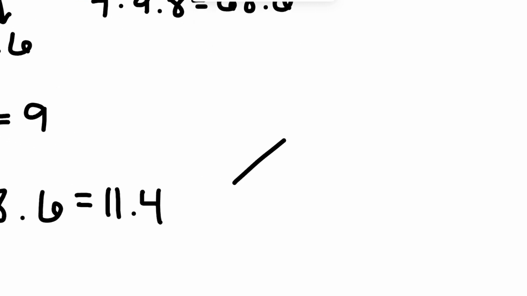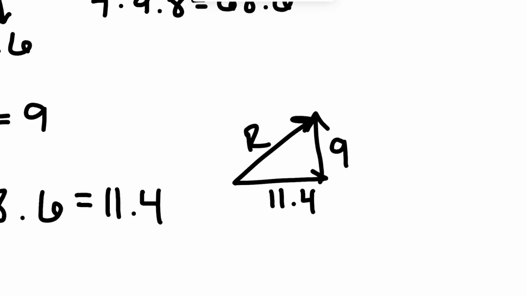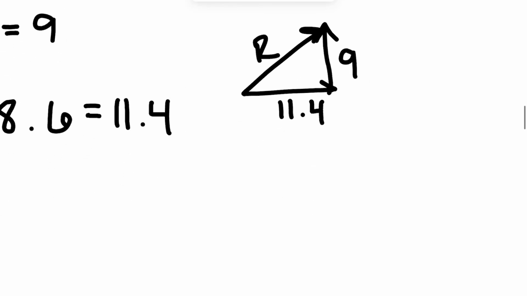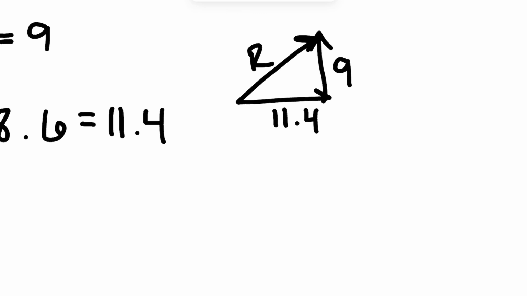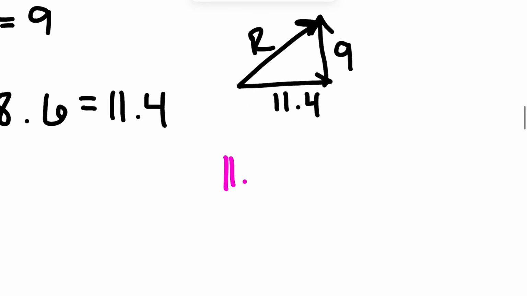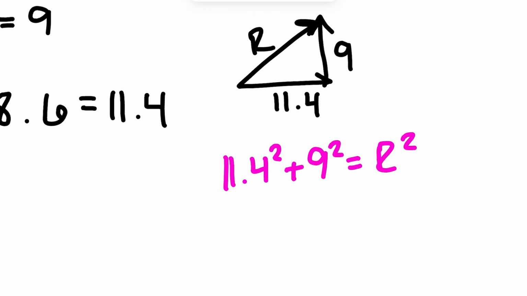To find the rest of the answer, we're going to have to plug it into a right triangle. We're going to plug in the two values that we just found into the side lengths. One is going to be 9, the other is going to be 11.4, and for our hypotenuse, we're going to use the variable r. Since it's a right triangle, we're going to use the Pythagorean theorem, which is a squared plus b squared equals c squared. But in this case, it's going to be 11.4 squared plus 9 squared equals r squared.